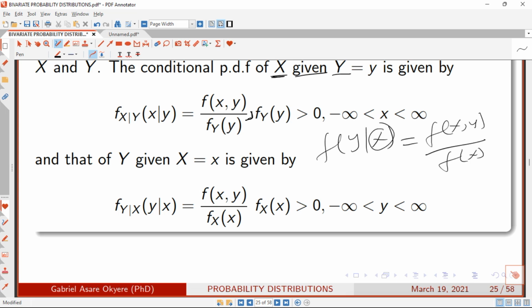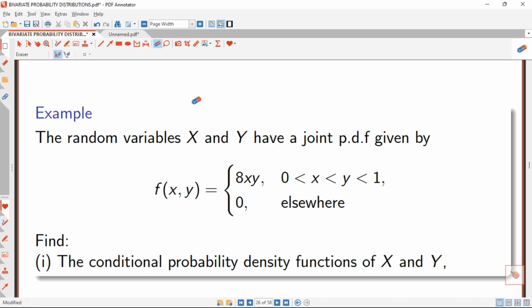Because it's just giving us a condition, always strictly, our f of y must be greater than 0, and strictly our f of x must also be greater than 0. So that is what we are going to have for both the marginal of X and the marginal of Y. So having understood this, let's solve some questions to understand it very well.